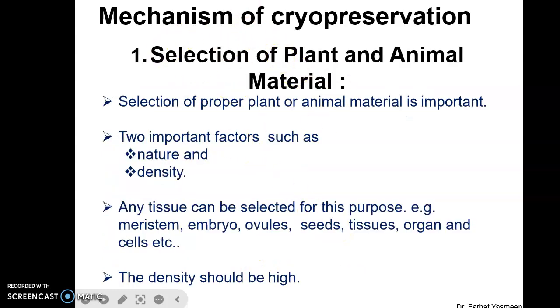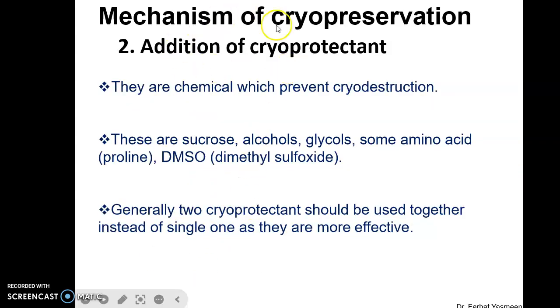The first step in cryopreservation is the selection of appropriate plant and animal material. Two important factors, the nature and density, should be considered for the selection of plant or animal material. Any tissue could be selected for this purpose. For example, in case of plants, you can use meristem cells, embryos and ovules, seed tissues, organs and cells, etc. The only thing you should be careful about is the density, which should be high. The second step is the addition of cryoprotectants.